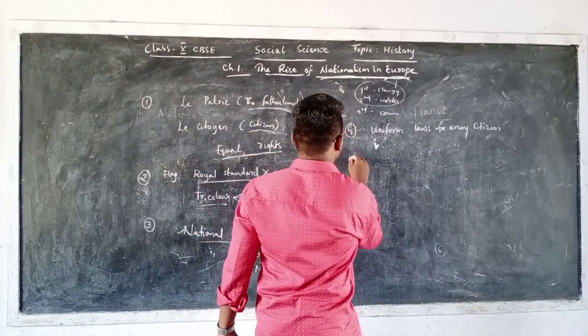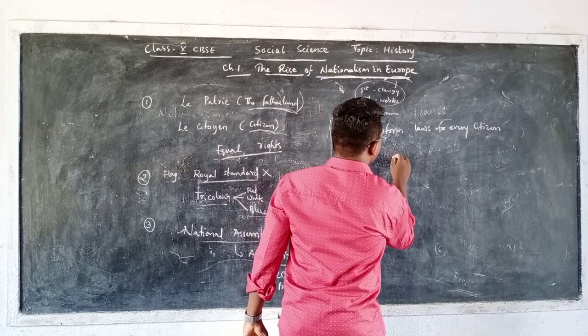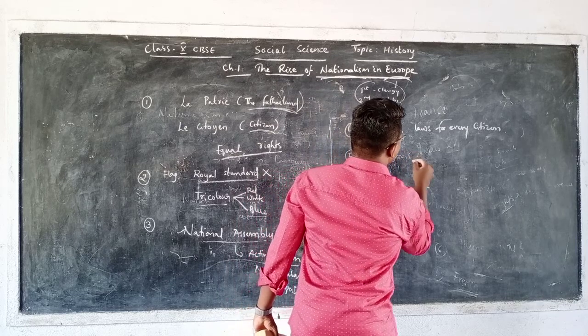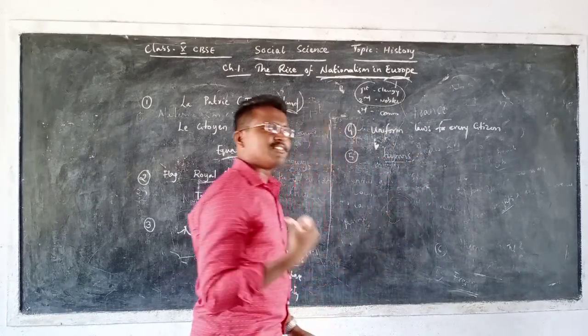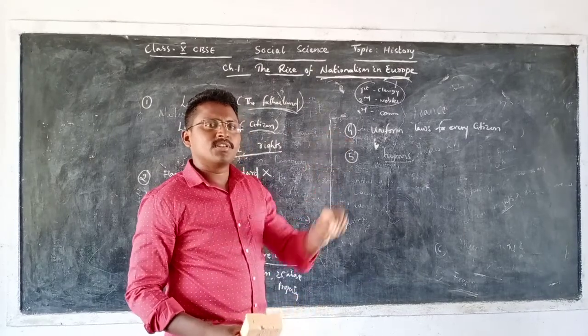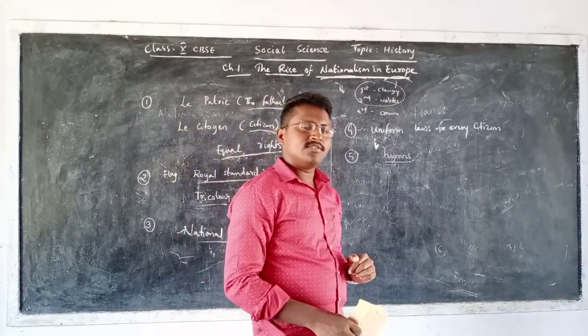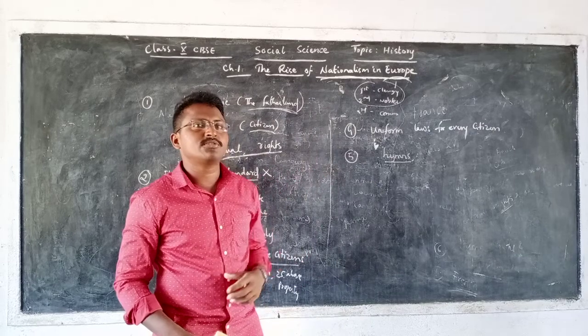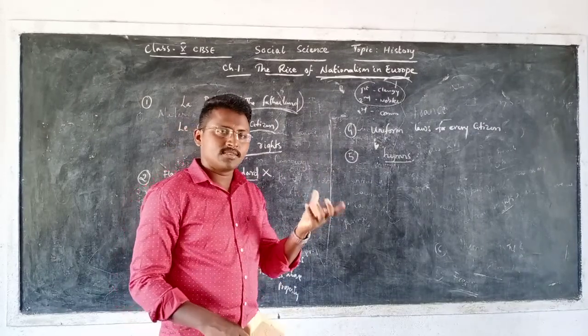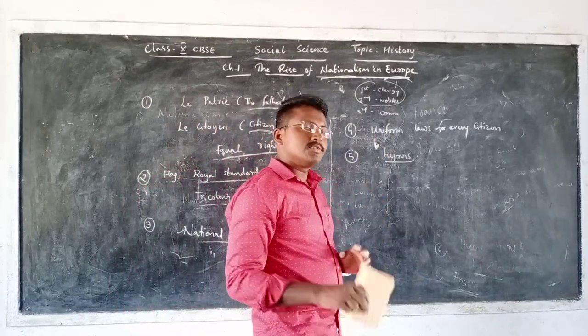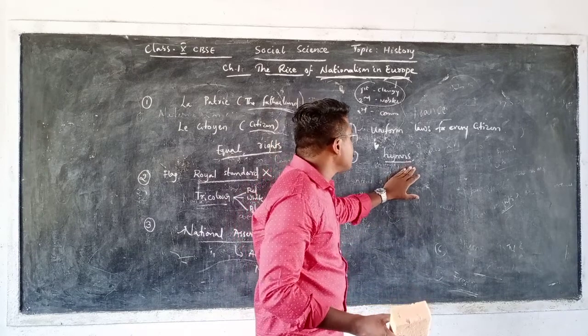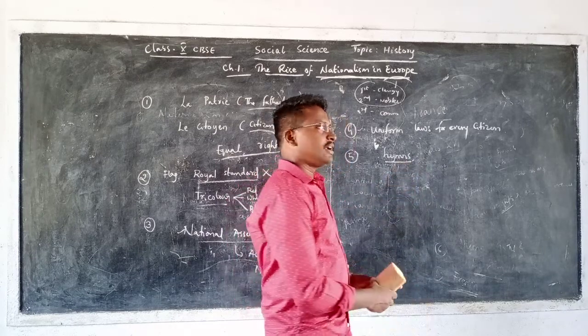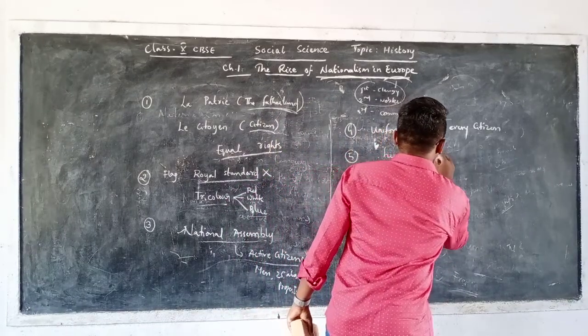Then the fifth thing is that they composed hymns. Hymns means something like Bhagavad Gita slokas. For example, in our India, when we were fighting for independence, we composed many songs and many poems, for example Vande Mataram. In the same way, French people also composed hymns, and at the same time, oaths were taken.